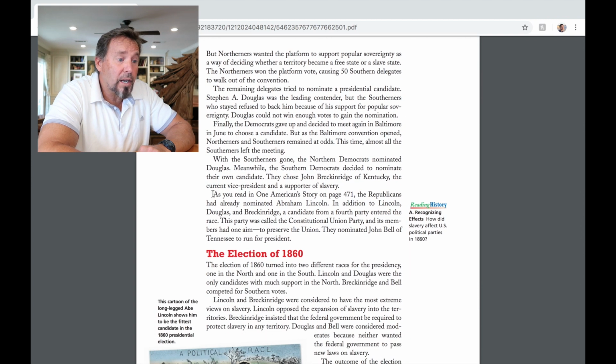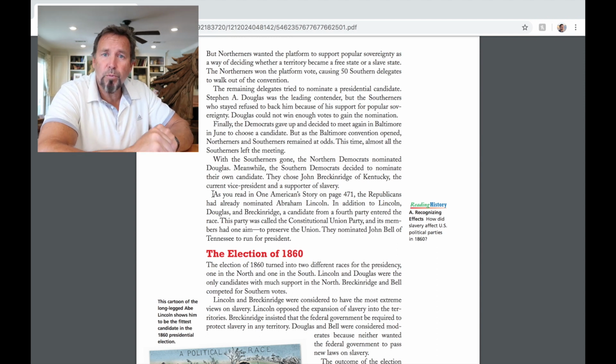One of the big things that affects the election, though, is the Democrats. And the Democrats couldn't decide on a nominee, and they kept having these conventions, and the Southerners wanted someone who was staunchly pro-slavery. The Northern Democrats wanted someone who was more of a compromiser, kind of a moderate on the issue of slavery. And so the Democrats split into 2 different Democrats, the Northern Democrats and Southern Democrats.